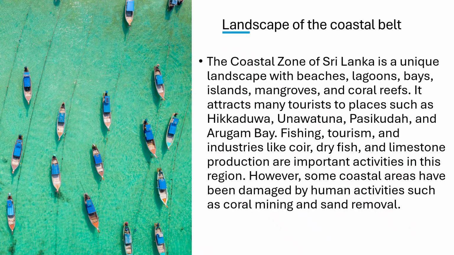Landscape of the coastal belt. The coastal zone of Sri Lanka is a unique landscape with beaches, lagoons, bays, islands, mangroves, and coral reefs. It attracts many tourists to places such as Hikkaduwa, Unawatuna, Pasikuda, and Arugam Bay. Fishing, tourism, and industries like coir, dry fish, and limestone production are important activities in this region. However, some coastal areas have been damaged by human activities such as coral mining and sand removal.